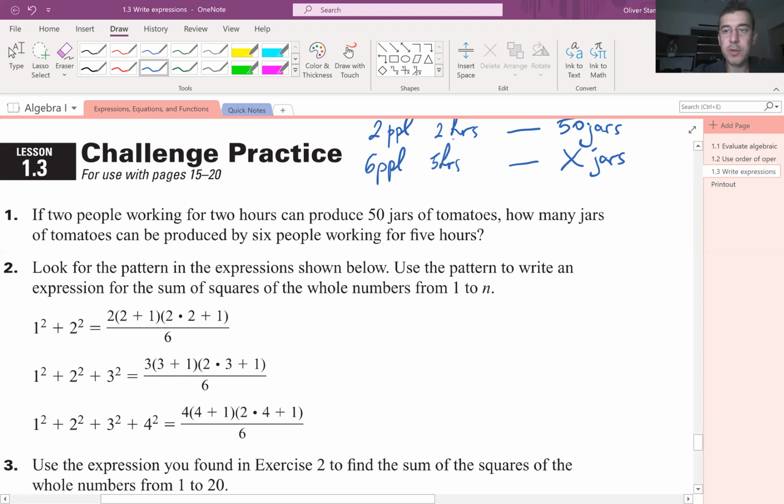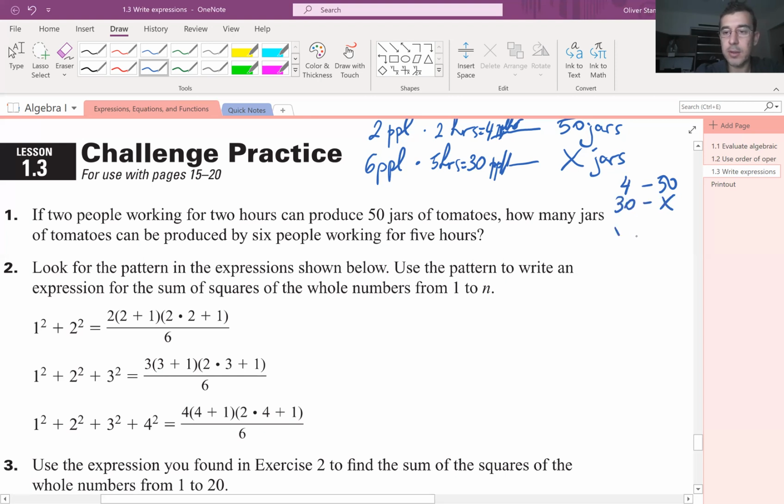So what we have to do is get the people hours. So 2 people times 2 hours, that's 4 people hours, okay? And here 6 times 5 is 30 people hours. So what this means is for 4 people hours, we get 50 jars. For 30 people hours, we get X jars.